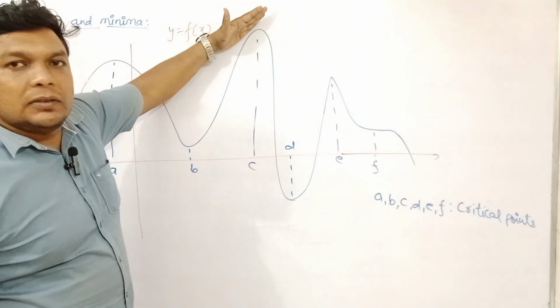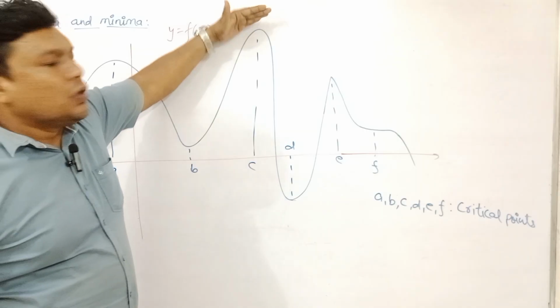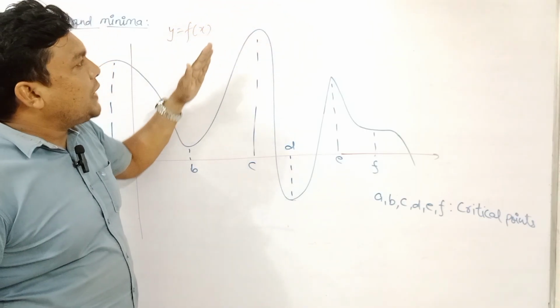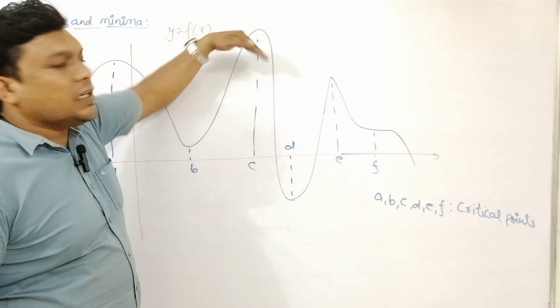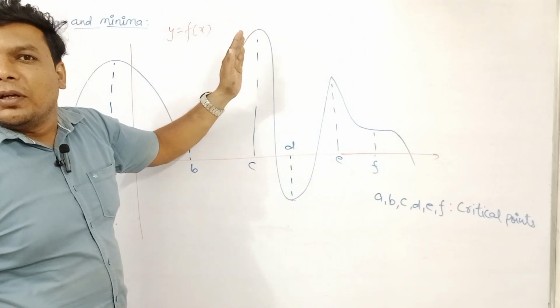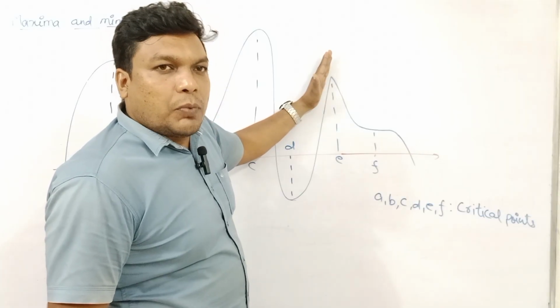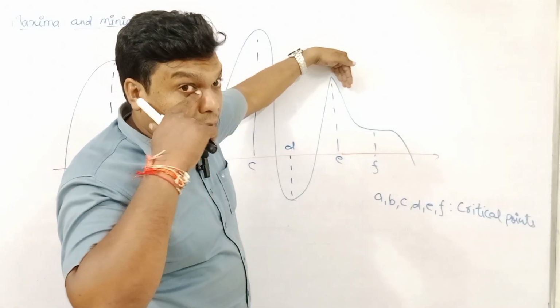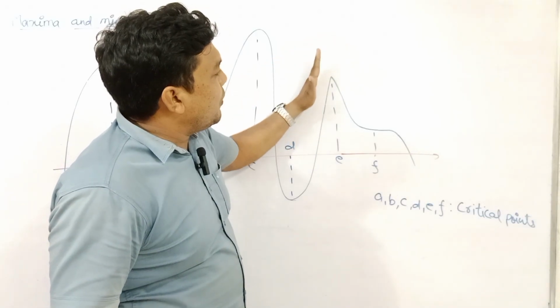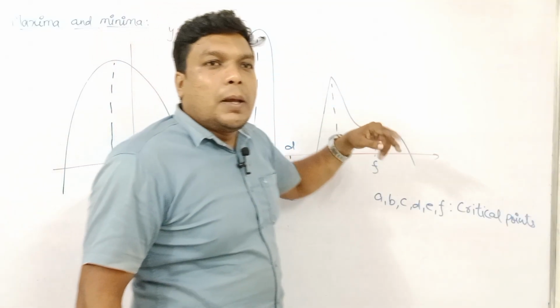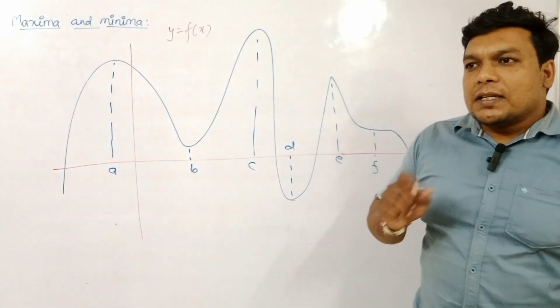Now look at point C. What is the slope of the tangent before C? Positive. After C? Negative. So again the slope of the tangent is changing from positive to negative, so this is again a point of maxima. What is the slope of the tangent before E? Positive. After E? Negative. So again it changes from positive to negative, so a point of maxima.